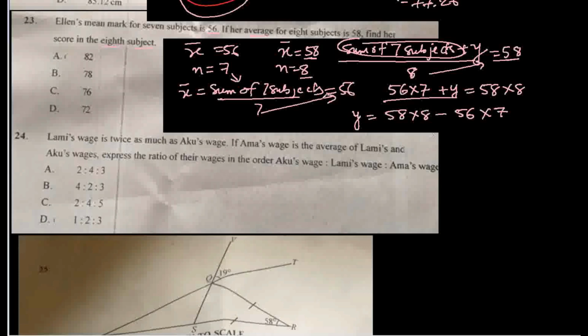So this one will be 464 minus this will be 392. So 464 minus 392 will be 72. So 72, D, should be the answer of this question. Okay, now we are ready with 24.